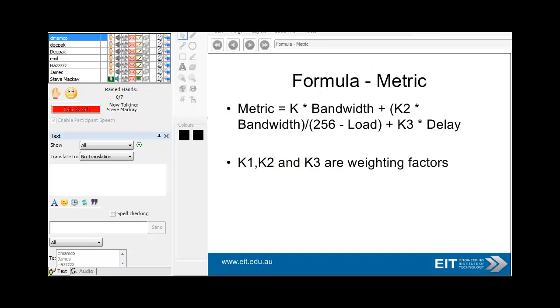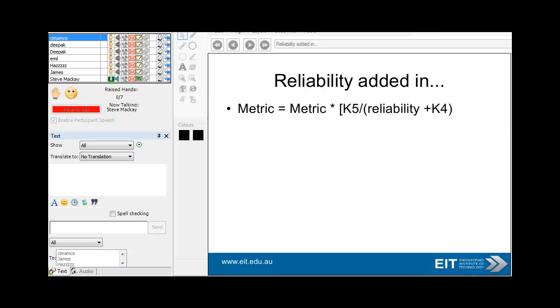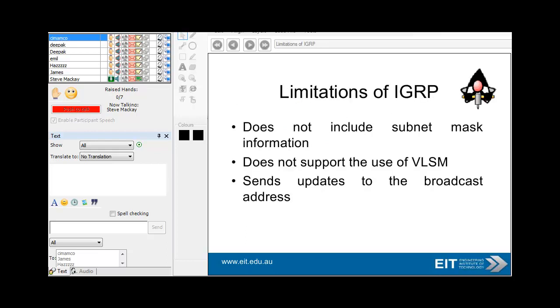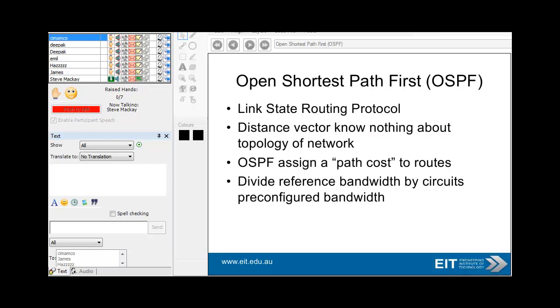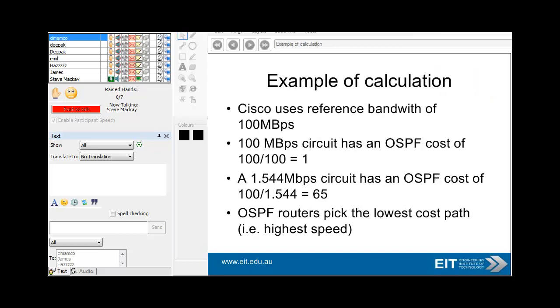So you get a formula here to work out the optimum routing, with reliability added in. Basically, you may have unreliable links. IGRP, some of its disadvantages are it doesn't include subnet mask information. The next one up, which is a bit more sophisticated, is OSPF, Open Shortest Path First. Just want to mention that.